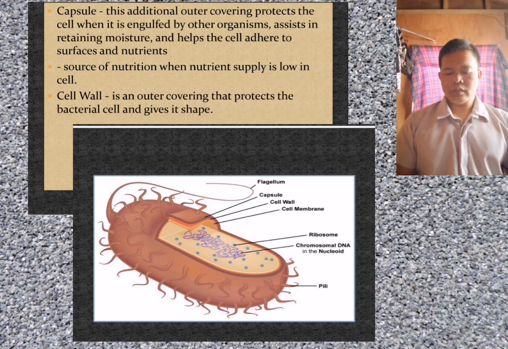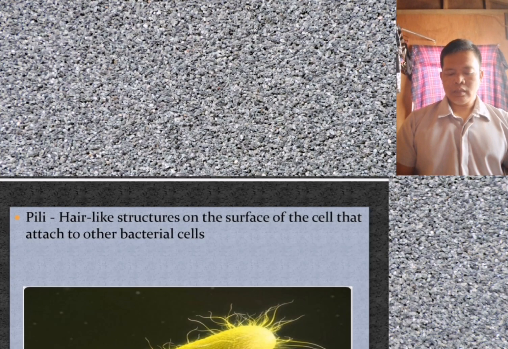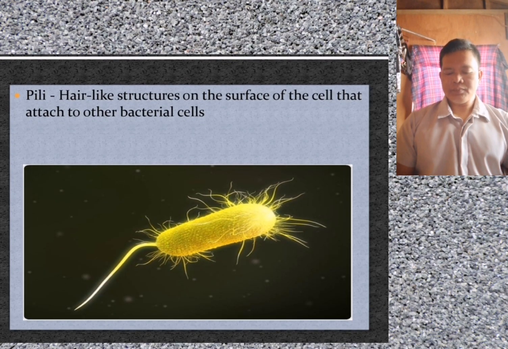The cell wall is an outer covering that protects the bacterial cell and gives it shape. And the last one is the pili, the hair-like structures on the surface of the cells that attach to other bacterial cells.